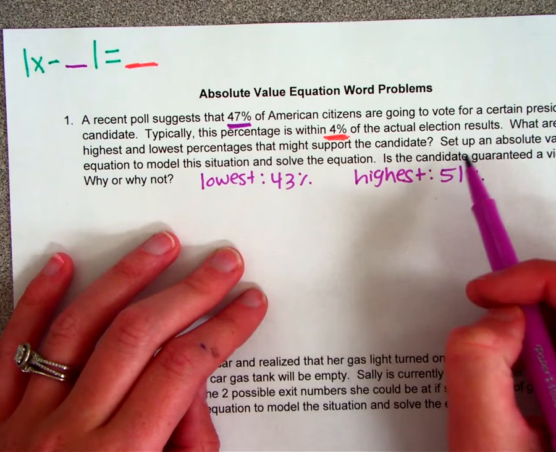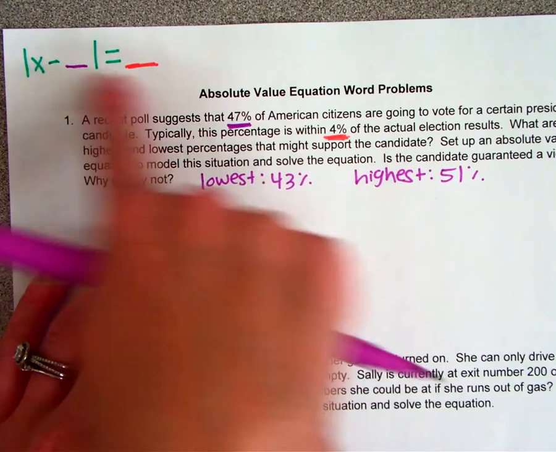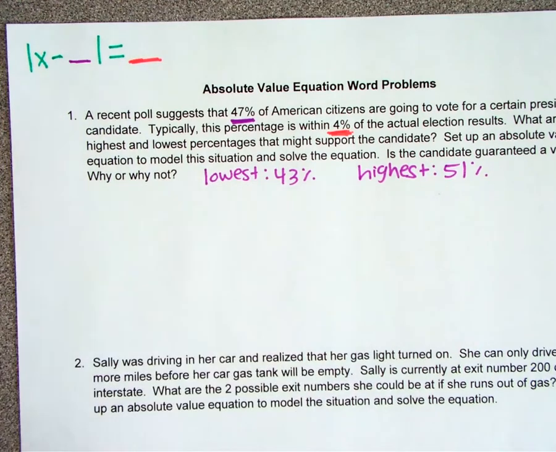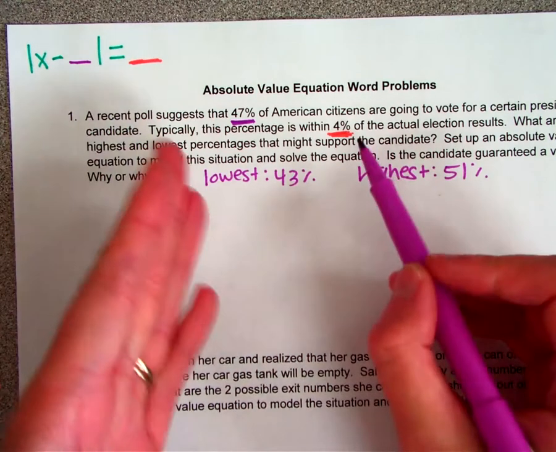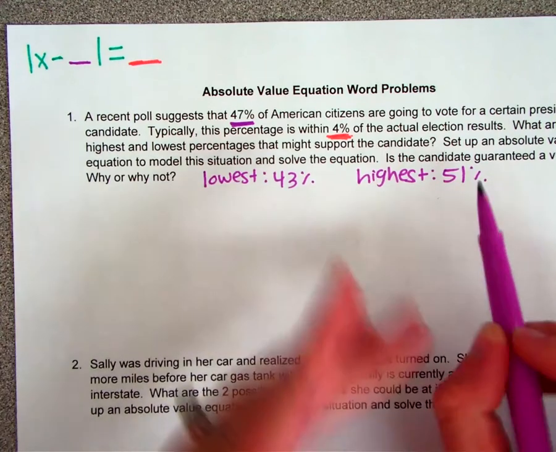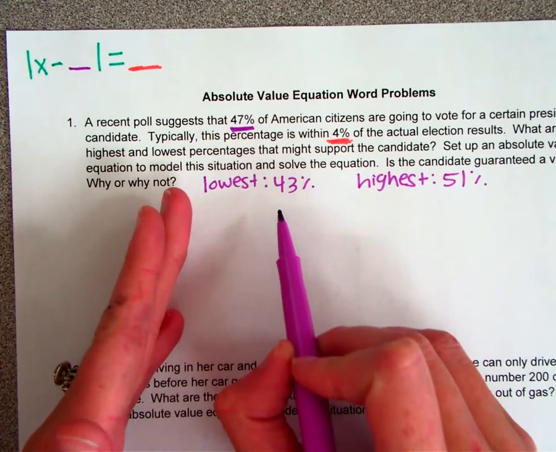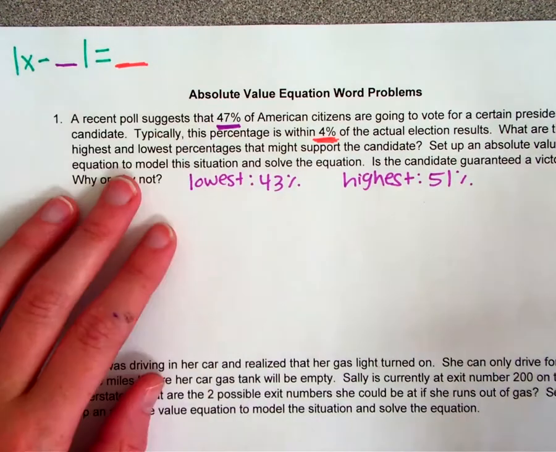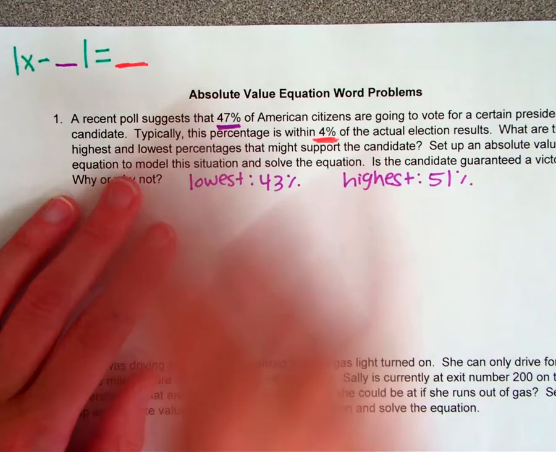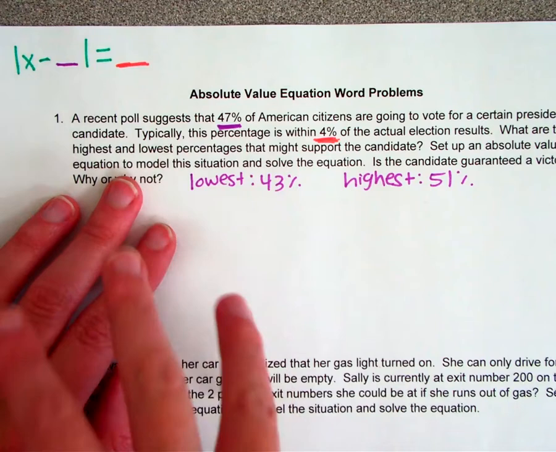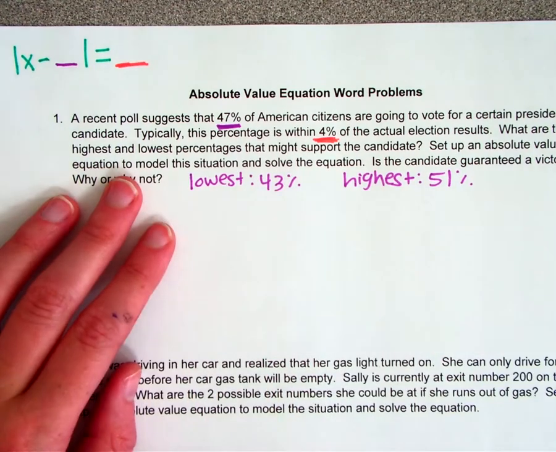Now it's telling us to set up an absolute value equation to model this situation and solve the equation. Okay, so what did you do with this 4% to get 43 and 51? You subtracted it to get 43 and added it to get 51. Okay, so let's think about an absolute value equation. What part of the equation, when we're solving, uses the same number, but one time when we solve it's positive, and one time when we solve, it's negative?